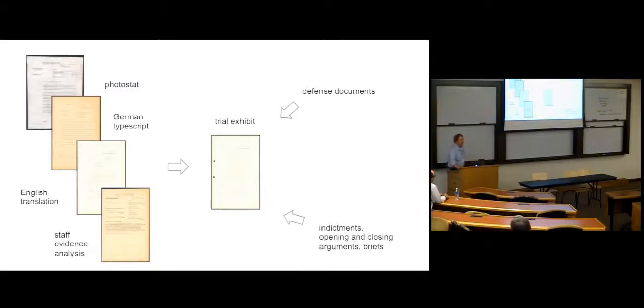But not everything came through the evidence file collection. The defendants, of course, had their own document collections. They, as a rule, were not taken from the evidence files for natural reasons. Those are also available in the case file collection. And you also had documents that were created outside of the evidence file collection for the prosecution, things like indictments, opening and closing remarks, and briefs that were prepared.